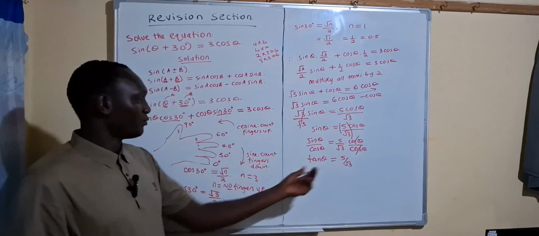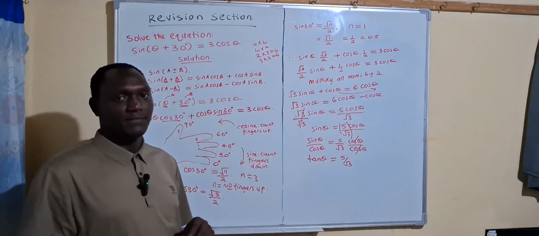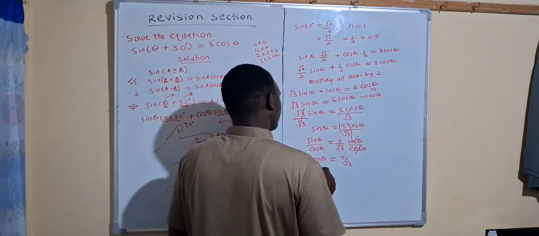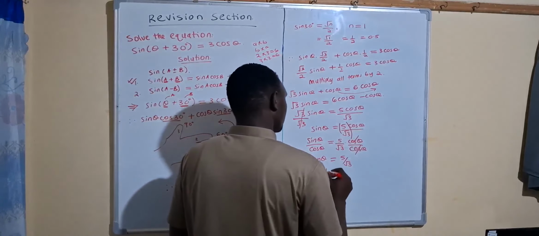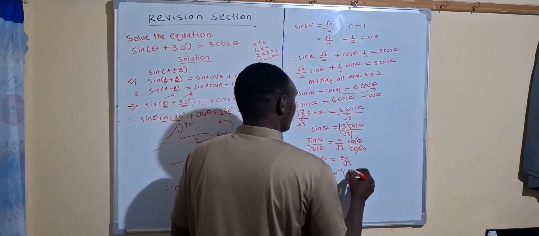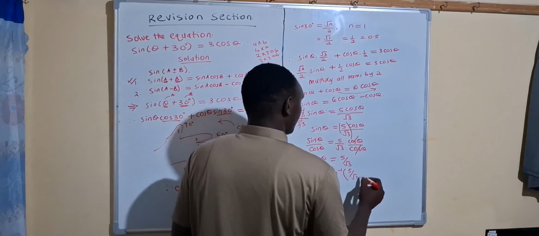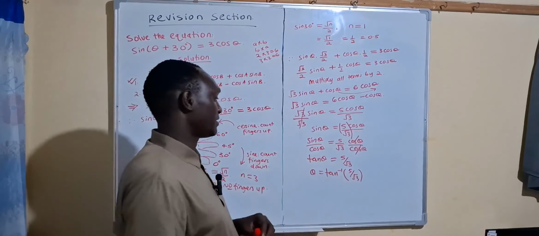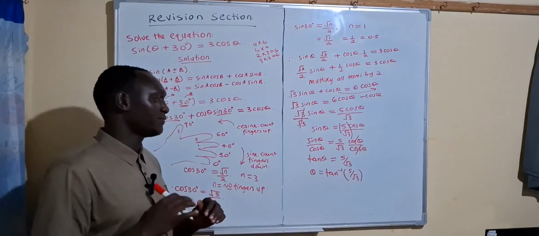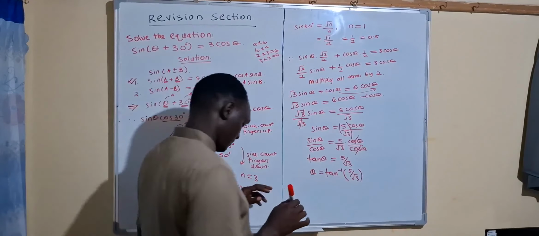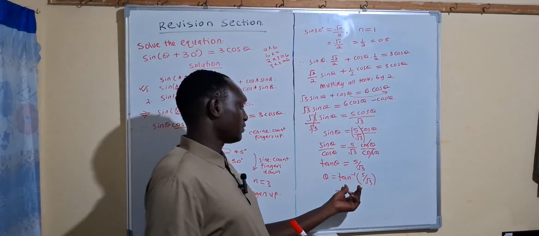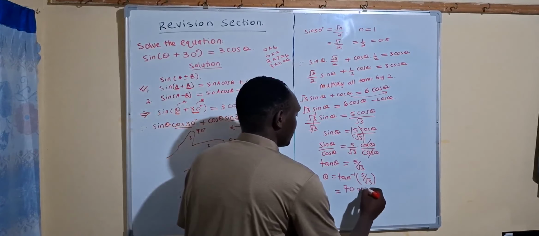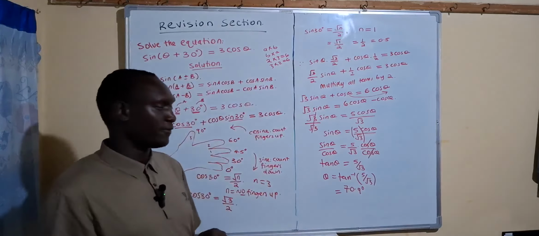What is the next thing here? We need to get the angle theta itself. So theta becomes equal to tan inverse of 5 out of root of 3. What is tan inverse? That is the same as arctan. So you press this on the calculator: tan inverse of open bracket 5 divided by root 3. When you press the calculator here, you shall get 70.9 degrees. That is the value of theta.